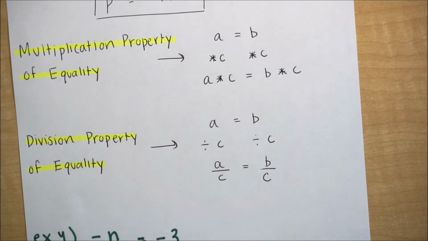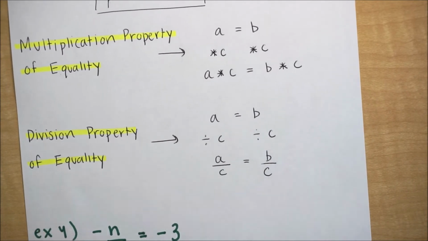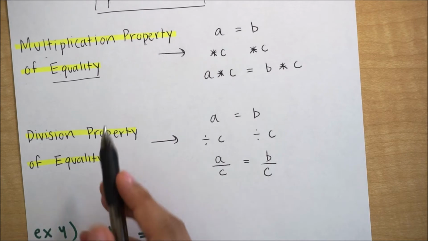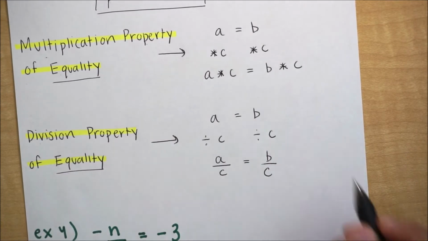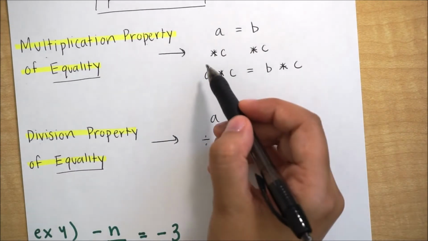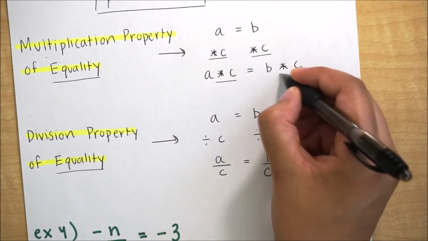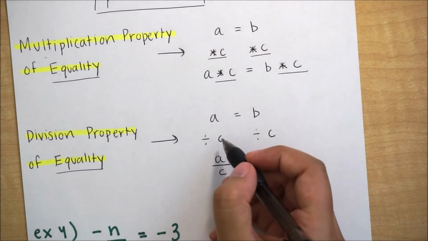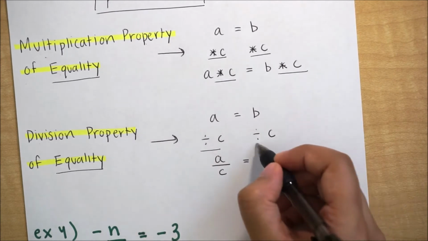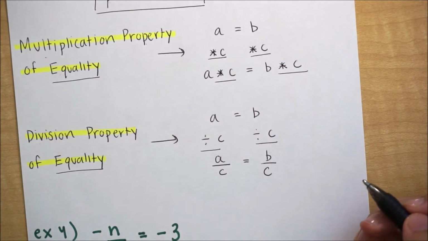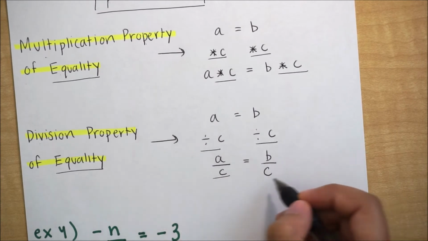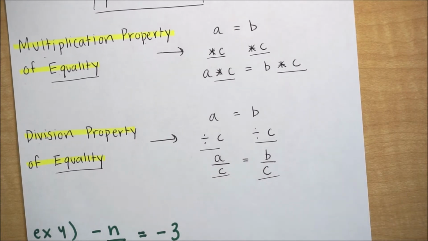So now we have two more properties. We have the multiplication property of equality and also the division property of equality. Again, we're just trying to create an equal equation. So if A is equal to B, you have to multiply both sides of the equal sign by C. Once you do that, you end up with A times C is equal to B times C. The same goes for the division property of equality. You divide both sides by C, and you end up with A over C is equal to B over C.